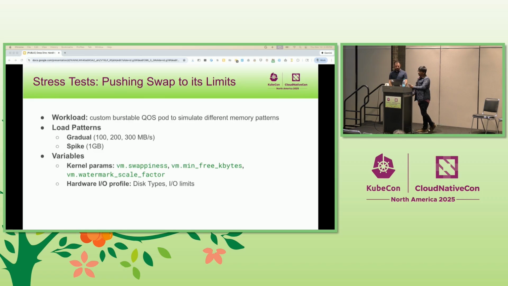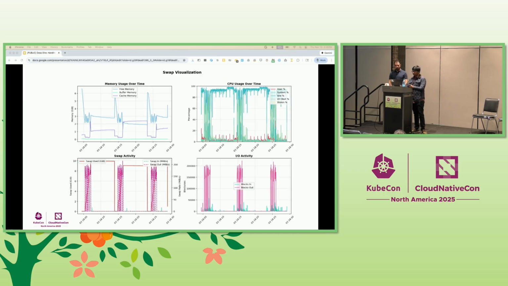Our finding was that kernel tuning is not optional, but it is essential for node stability. We look into the problems and the results from two main axes. First is kernel parameters, on what we should tune, and second is the underlying hardware I/O profile for different results.